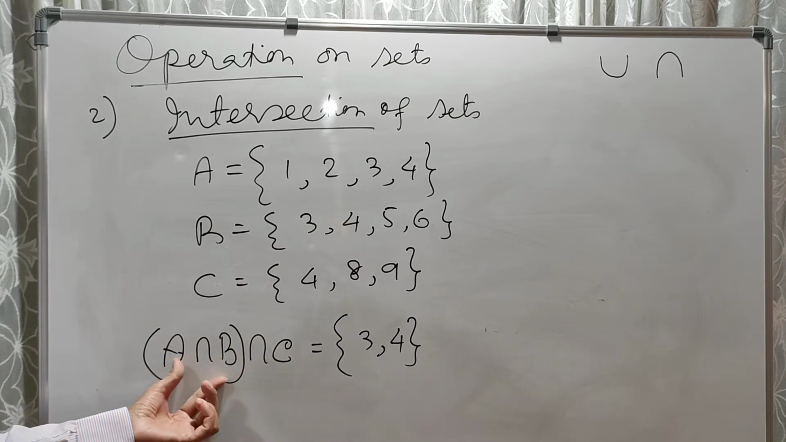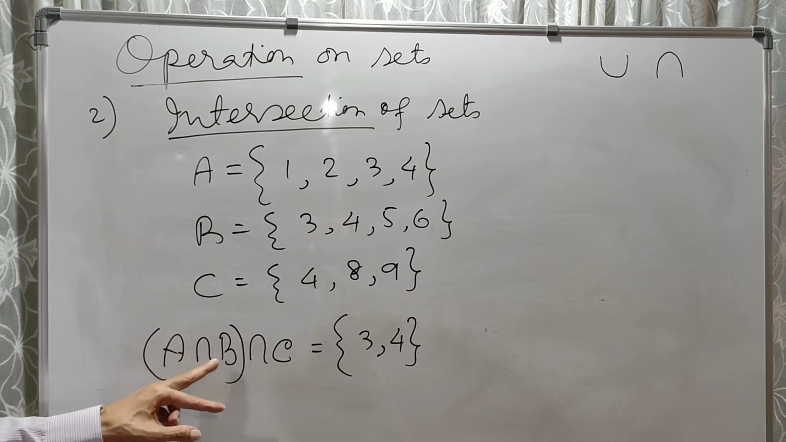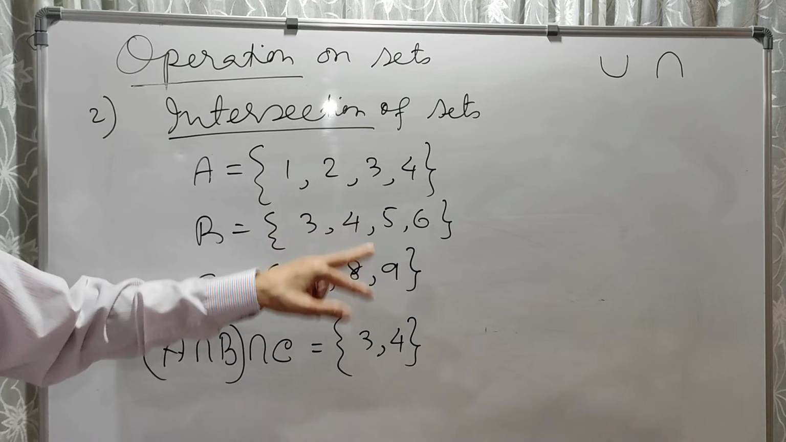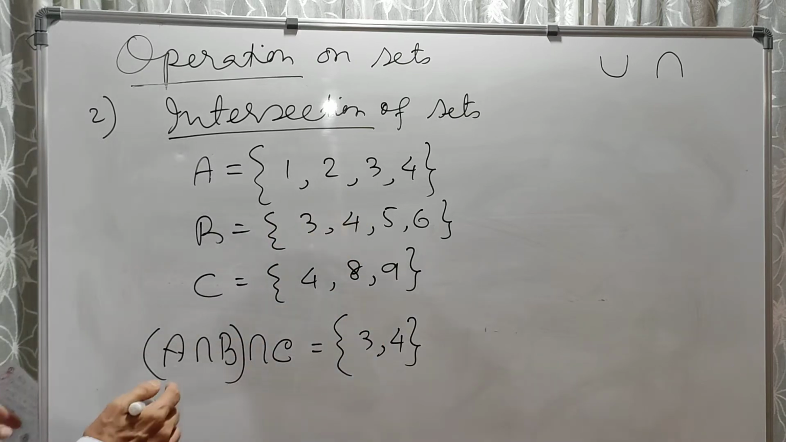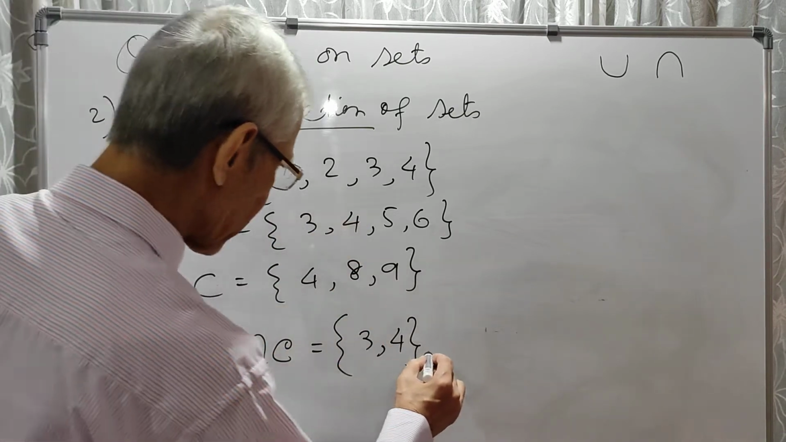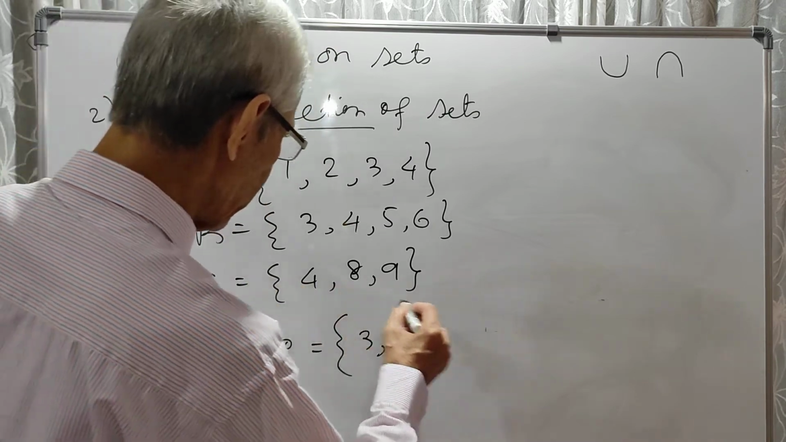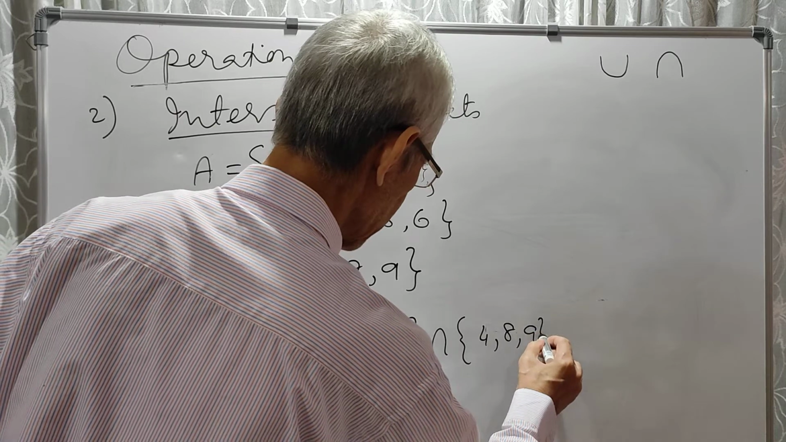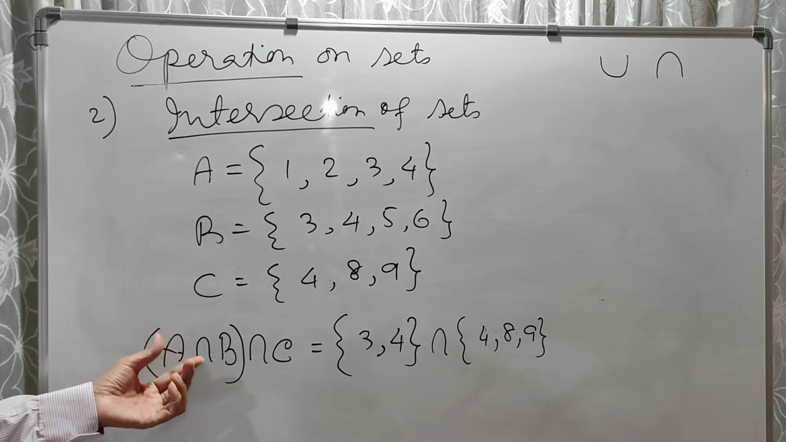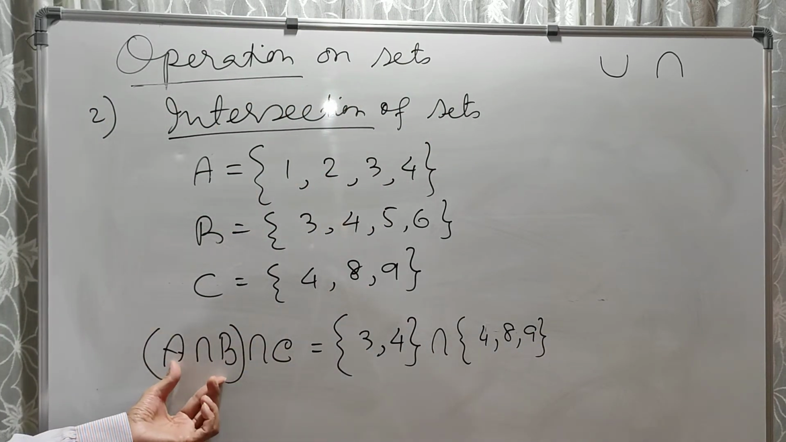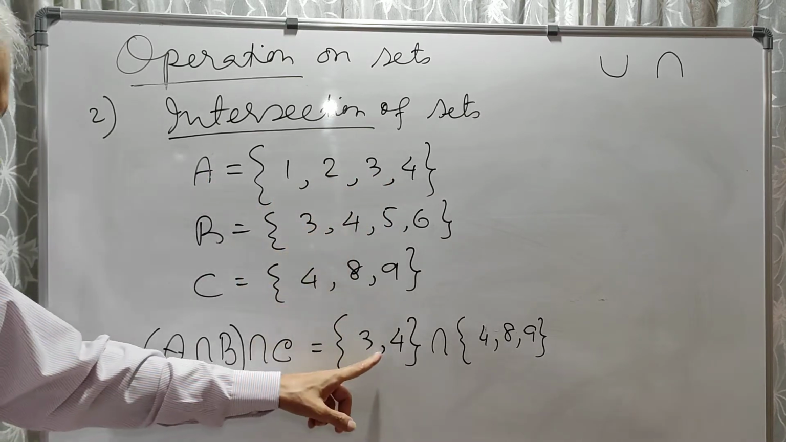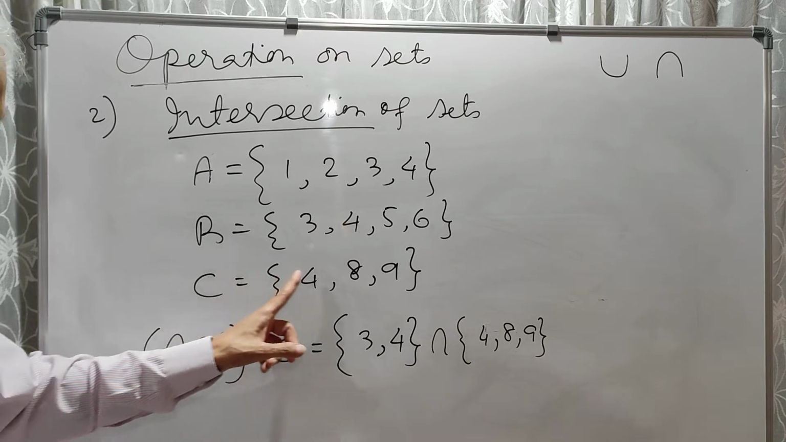First of all, using the associative property, let us find A intersection B. A intersection B will be the common elements, what? 3 and 4. Yes. Now therefore this intersection C. Now C is what? 4, 8, 9. A intersection B is the set containing 3 and 4. Then intersection C. C is 4, 8, 9.